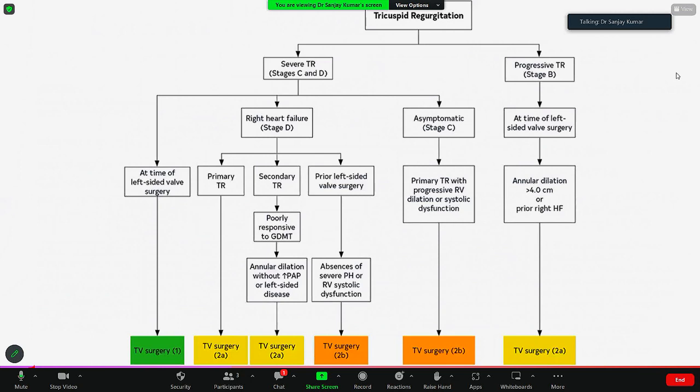Sir, then we have shortage of time. Yeah, I'm just going to move to the aortic next.